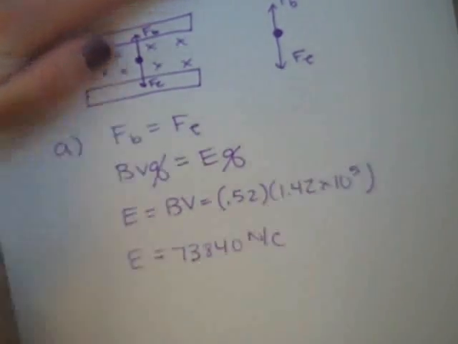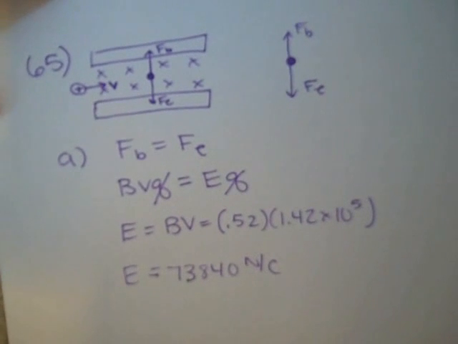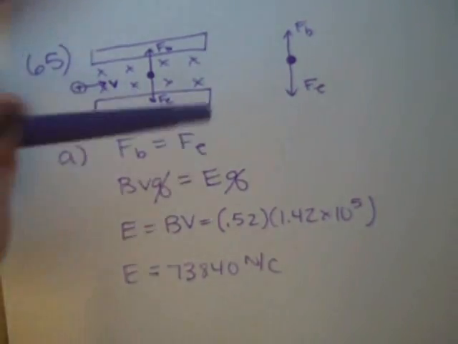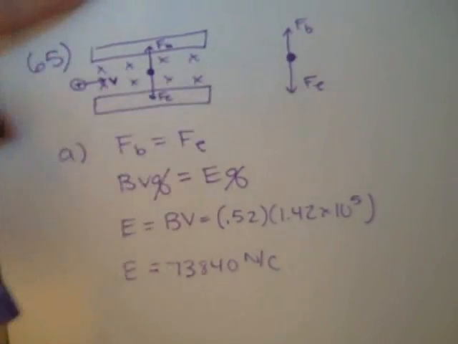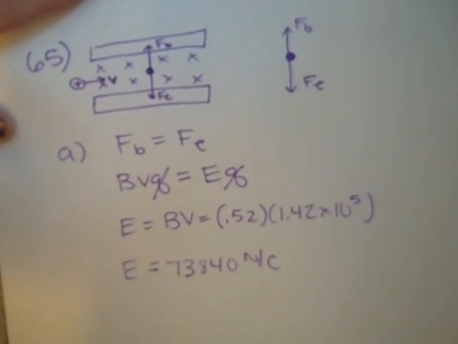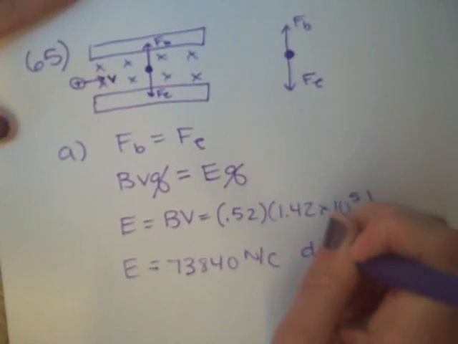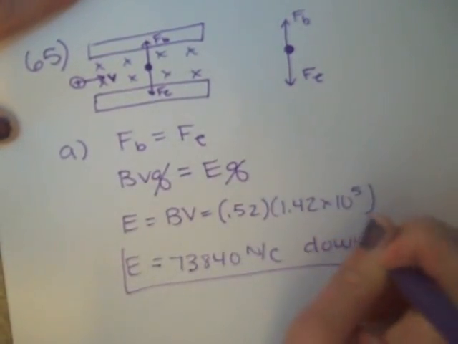And so you can get an electric field of 73,840 newtons per coulomb. And then for the direction, you've got to go back to your free body diagram here. A positive particle will always be forced in the direction of the electric field. Therefore, your electric field must be in the downward direction.